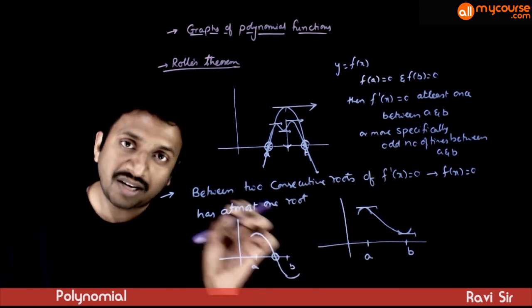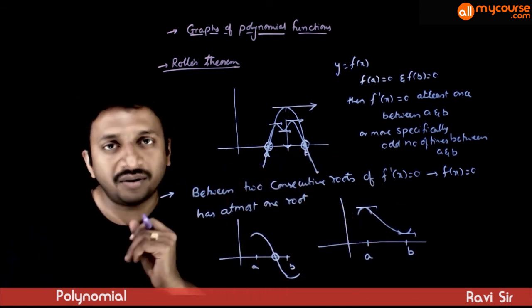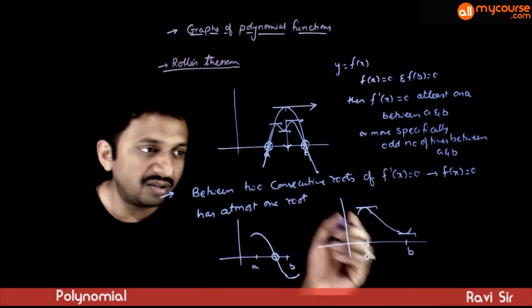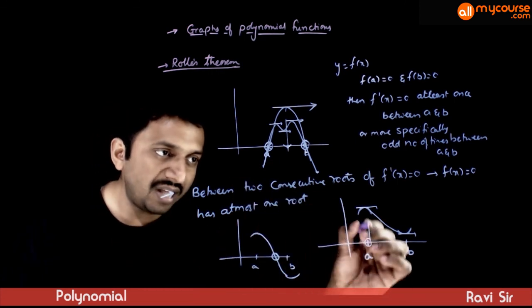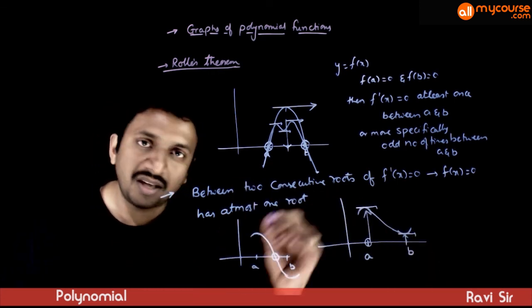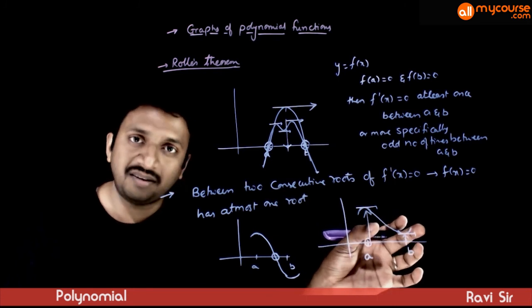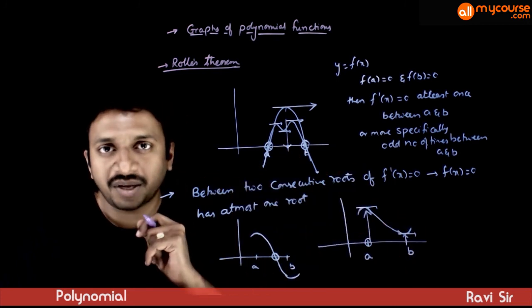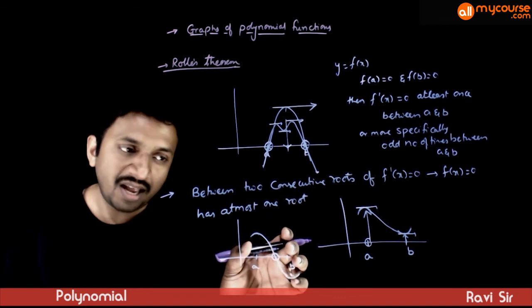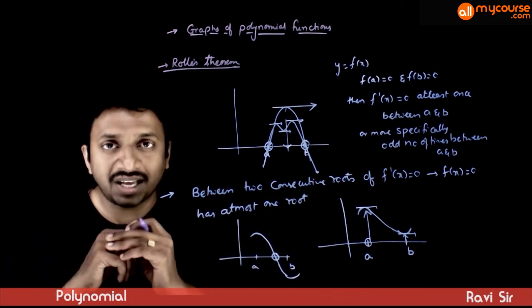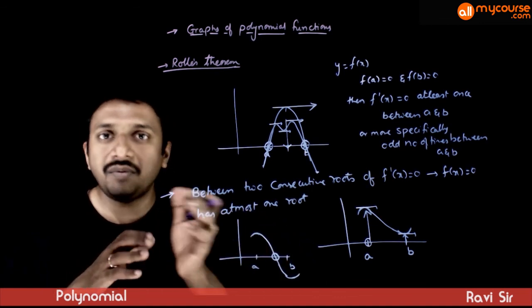And when will you get a root and when will you not get a root? If both f of a and f of b are of the same sign, then you won't get any root between a and b. If f of a and f of b are of opposite signs, then you get exactly one root between a and b.